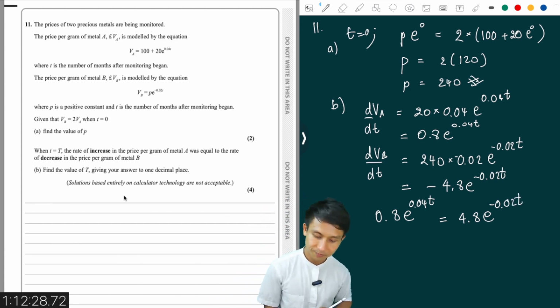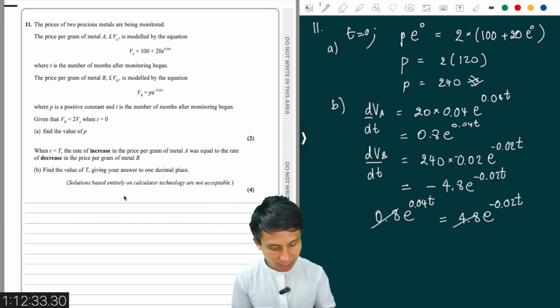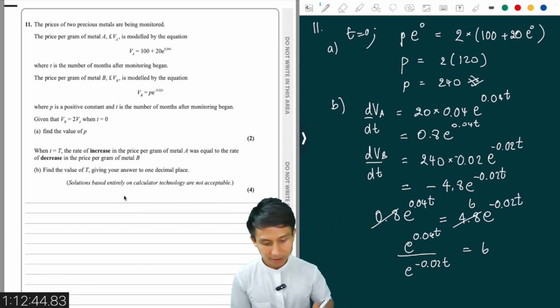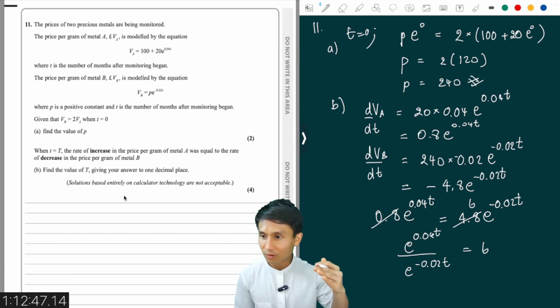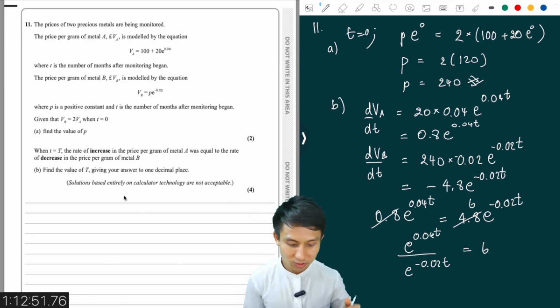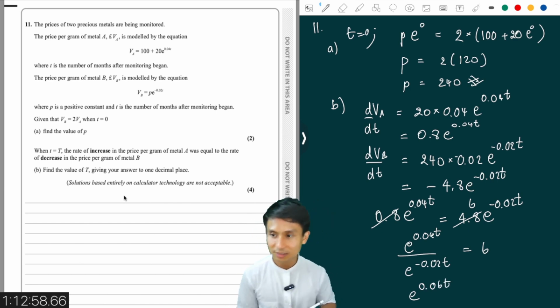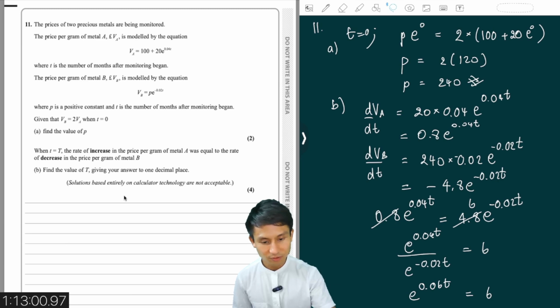We solve for this. We cancel 0.8 and get 6 on the right side when we divide both sides by it. So e to the power of 0.04t over e to the power of minus 0.02t, you can subtract the powers. So this will be e to the power of 0.06t, using a law of indices, equals 6.